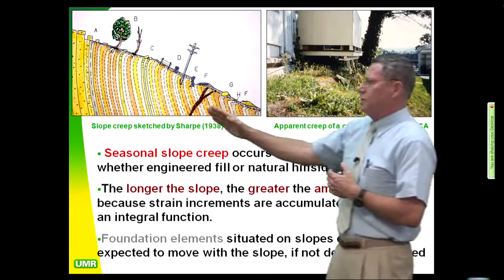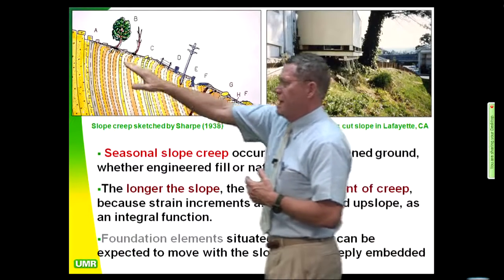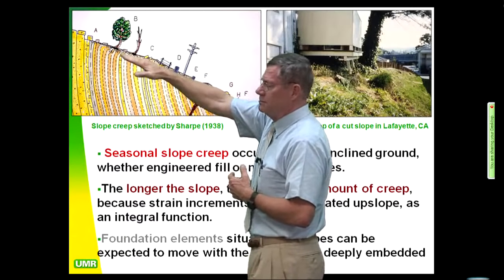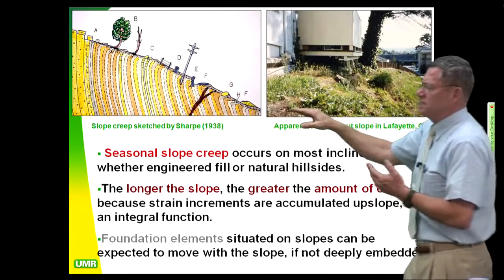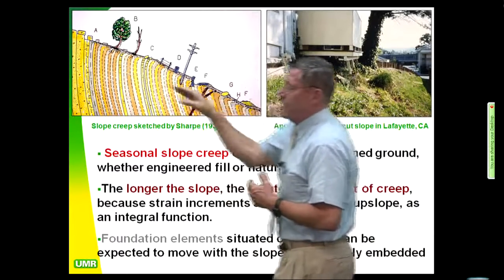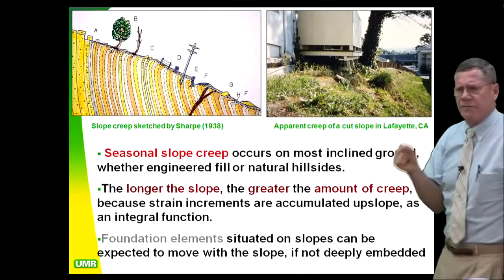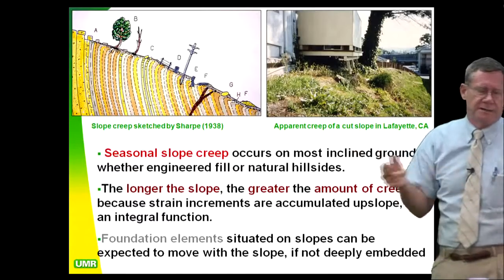Now the problem with creep is the downslope creep is a function of slope height, it's a function of slope inclination, and when I say slope height, I mean the length of the slope, and it's a function of the plasticity of the materials and a function of how severe the wet dry season is.